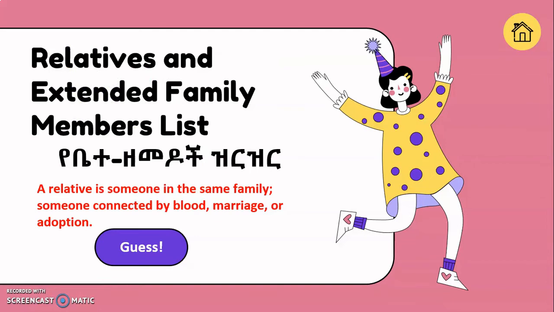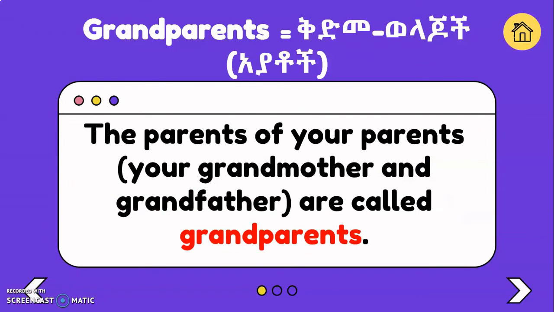So a relative is someone in the same family, someone connected by blood, marriage, or adoption. So you can guess the word is connected with this list. First, grandparents. The parents of your parents, that means your grandmother and grandfather, are called grandparents.